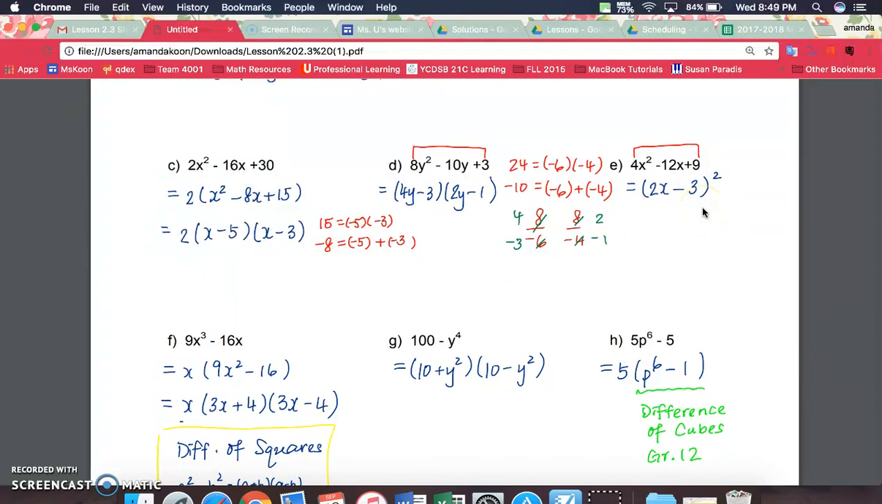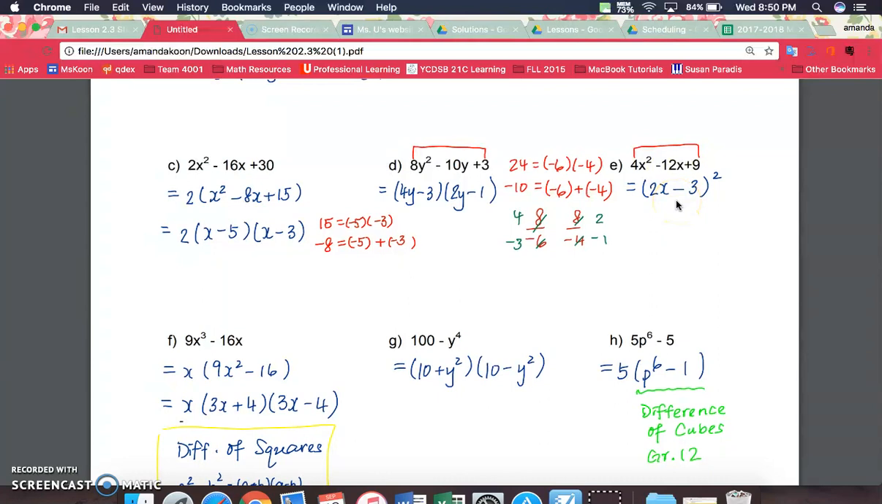The next question, I actually identify a pattern here. Do you see that pattern? Well, 4x squared can be square rooted. Positive 9 can also be square rooted, so it's a 3. So if I have 2x, the square root of this, times 3, I get 6x. If I double that, it does give me 12x. Well, we gotta make it negative. So that falls under that perfect square binomial pattern.